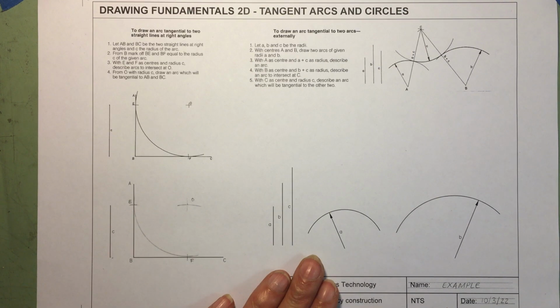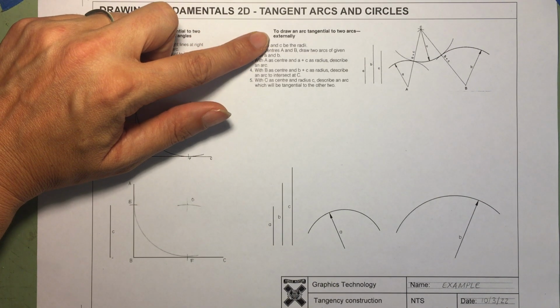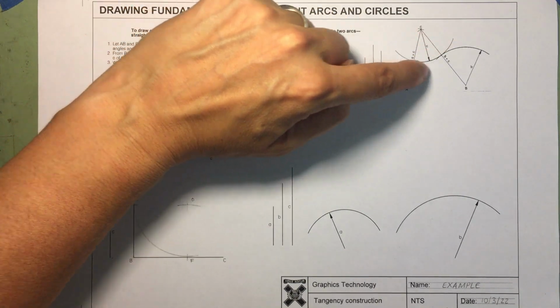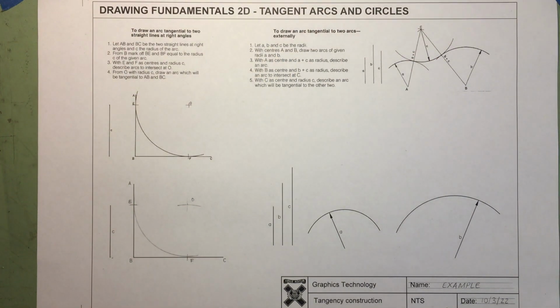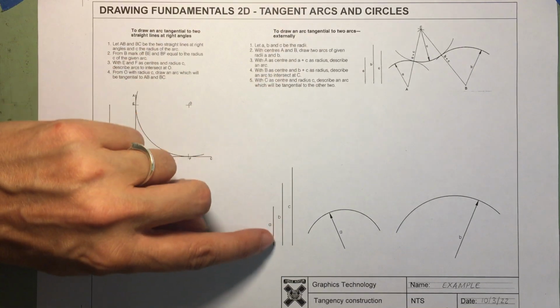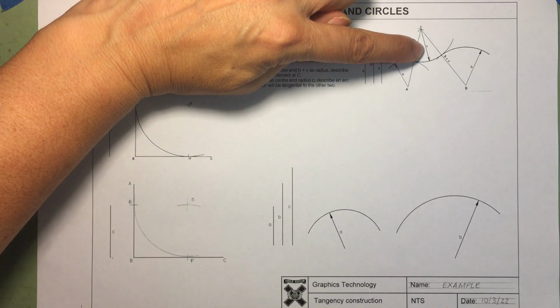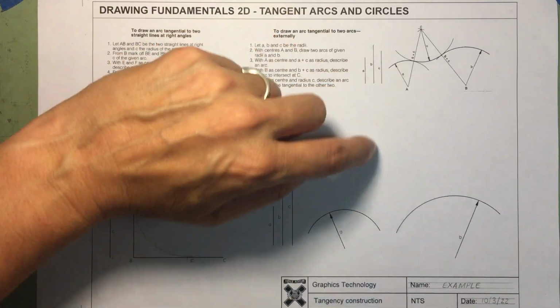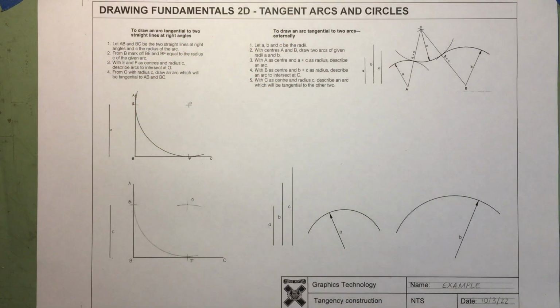The next one, to draw an arc tangentially to two arcs externally. So basically we're drawing this arc up here. And you can see we've got two arcs here of different radius. Now to do this, we've got these radiuses here, but essentially the radius that we're really interested in is C. Okay, how far away from these two arcs is C? We've got to find a center point out here in space somewhere.